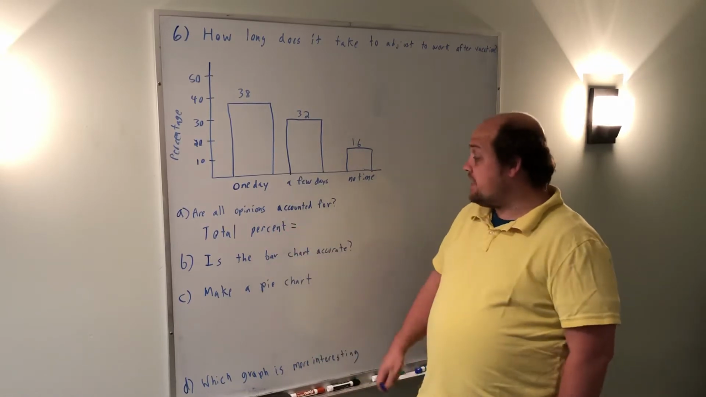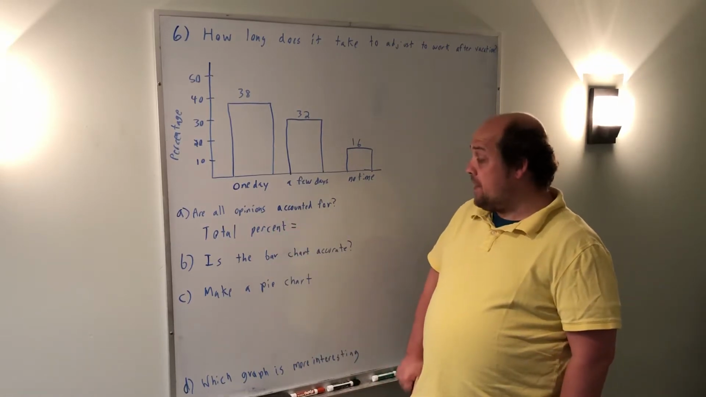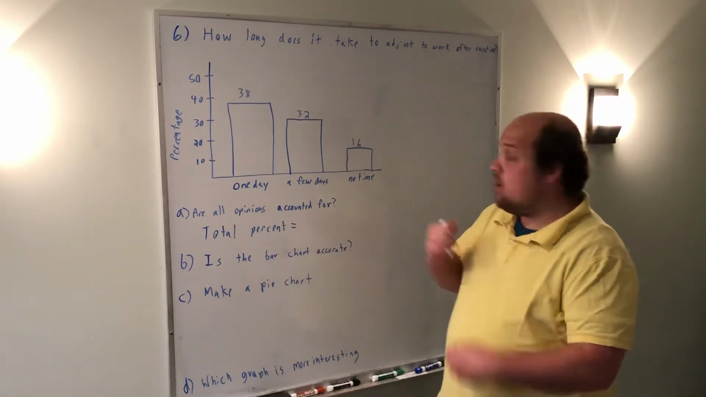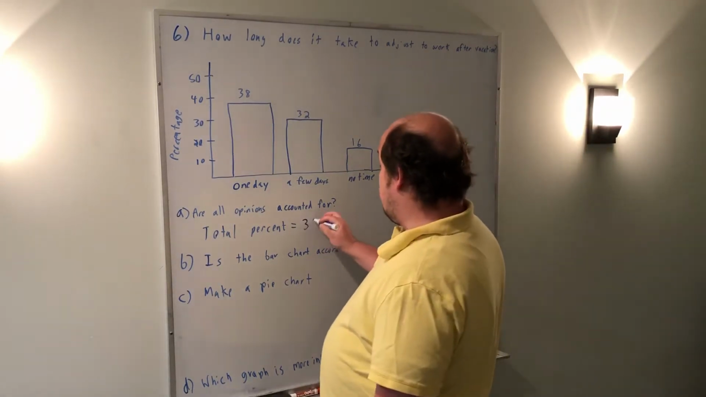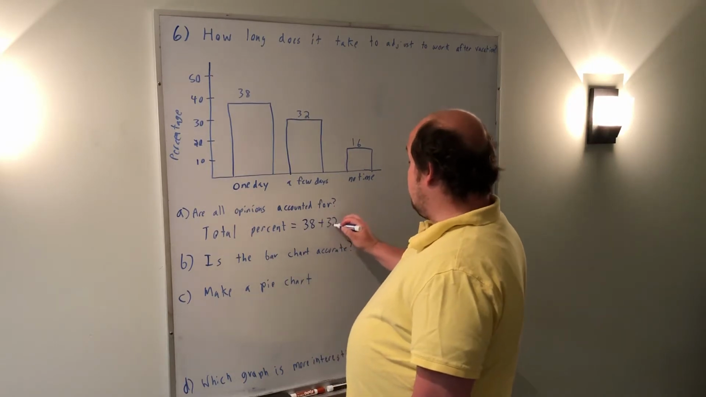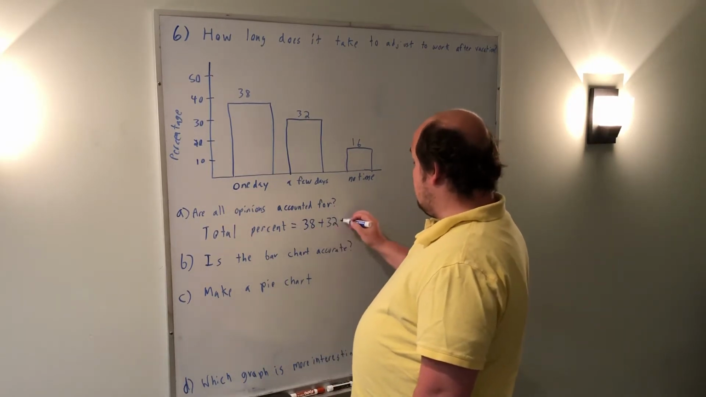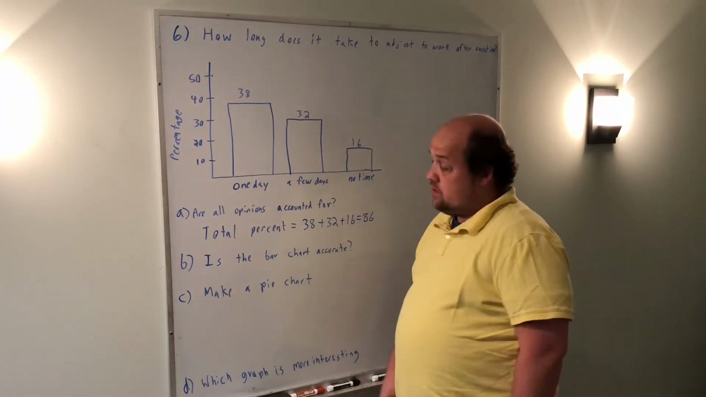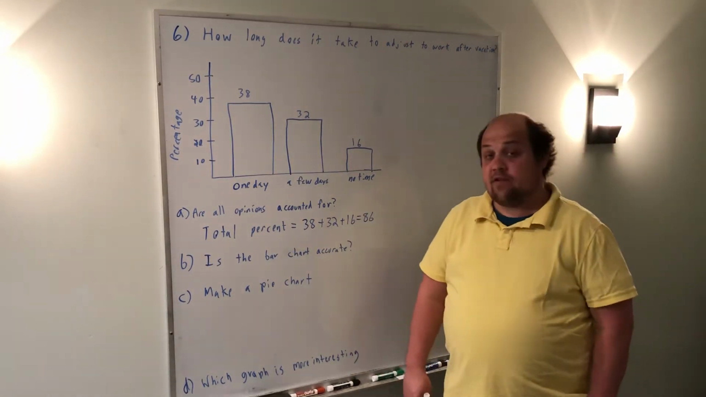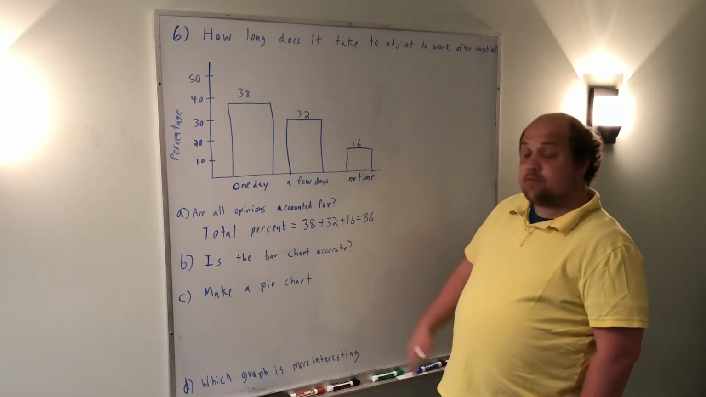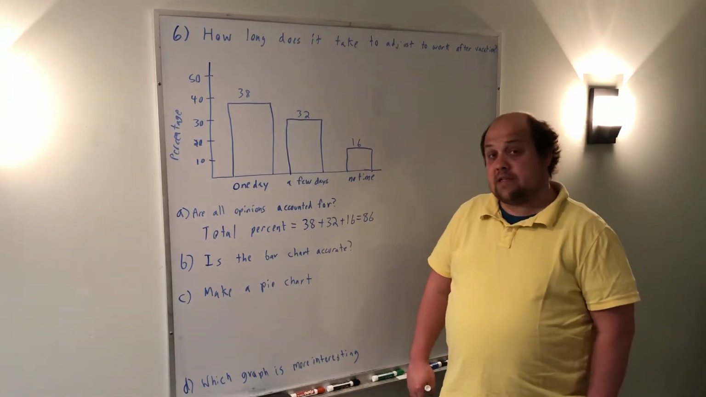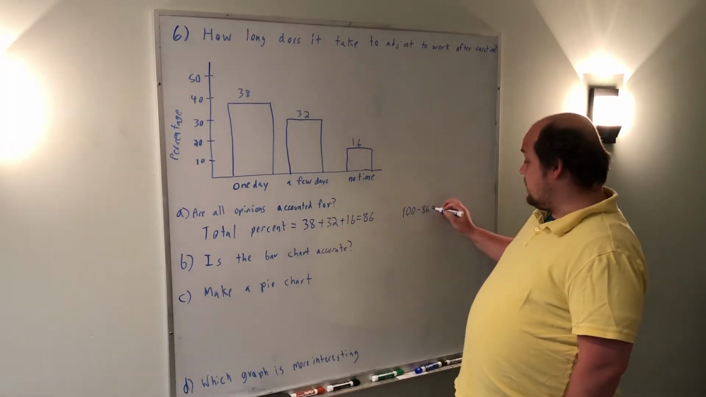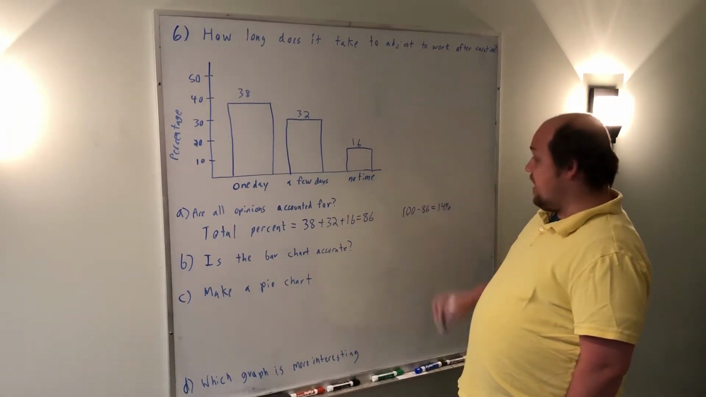The first question it asked is, are all opinions accounted for? So the way we're going to figure this out is see if we add to 100%. If we take 38 plus 32, that gives me 70, plus 16 gives me 86. So no, all the opinions aren't accounted for. Here we only have 86% of the total opinions. That means we have 100 minus 86, or 14% unaccounted for.